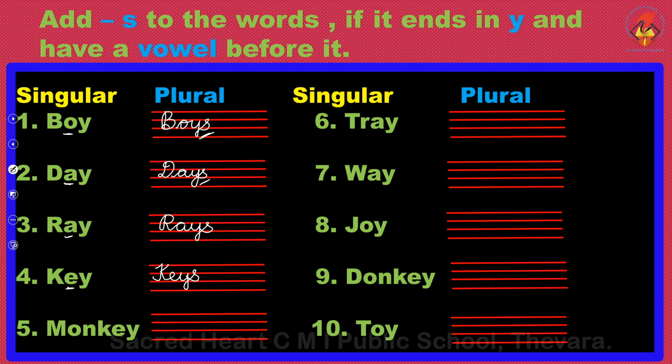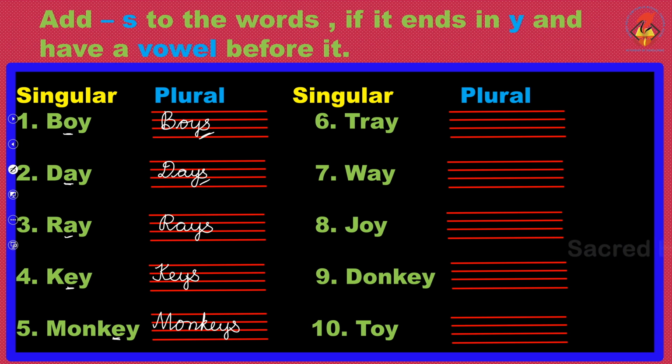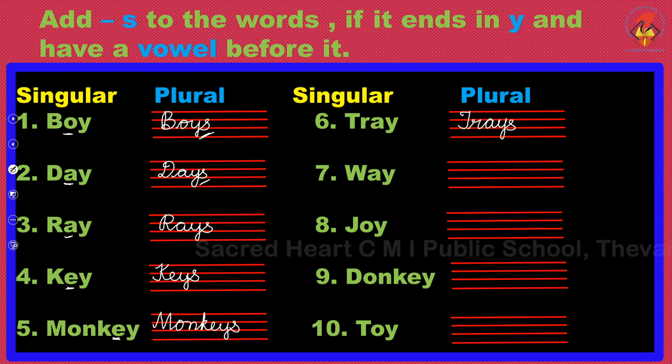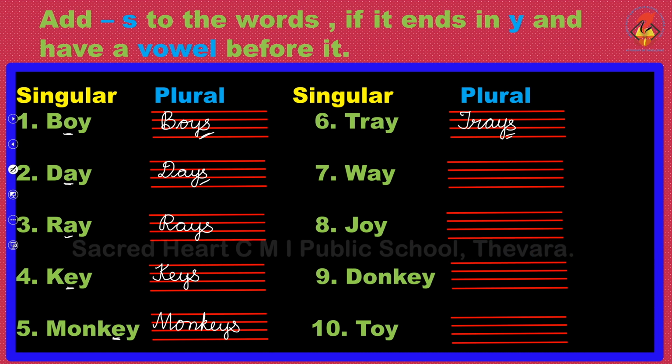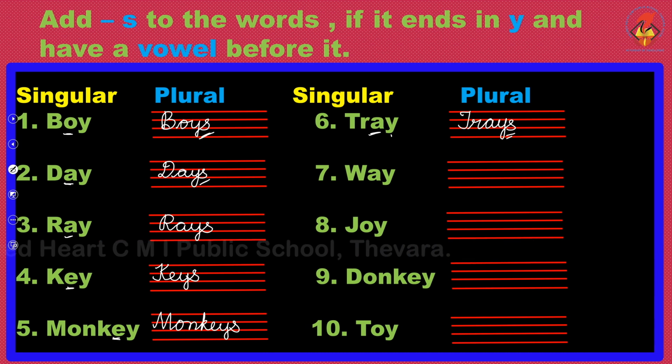Monkey. Children, it's not mungy. It's not mungy. It is monkey. Pronounce it as monkey. So it has a vowel and ending with Y. So it becomes M-O-N-K-E-Y-S. Monkey became monkeys. Then you have tray. T-R-A-Y-S. Why are we writing S? Because we have Y and before that is A. That is a vowel. Next, way.